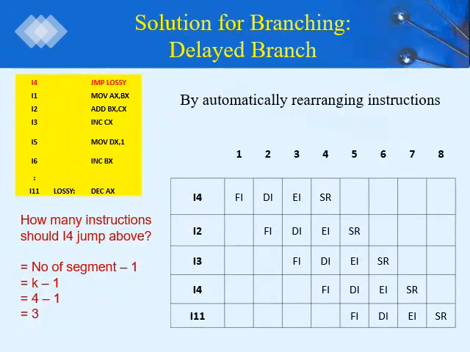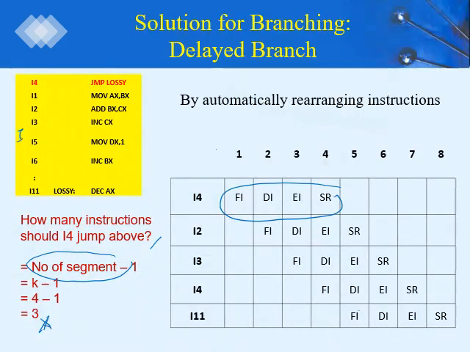It is possible to improve pipeline performance by automatically rearranging instructions within a program. So how do we do that? We're going to rearrange so that there is no wasted instruction. The branching happens and then straight away goes to the target. So what we need to do is know how many instructions I4 should jump. So we need to know the number of segments. In this case, it is 4 only. So 4 minus 1, you get 3. So you need to jump 3 instructions.